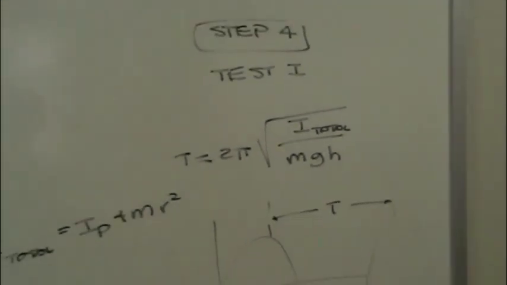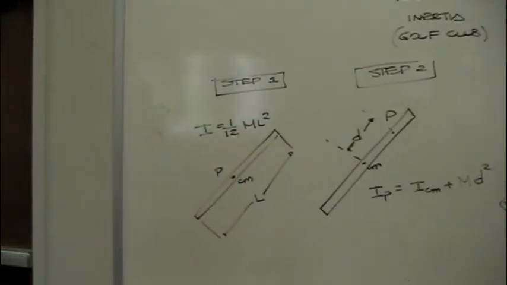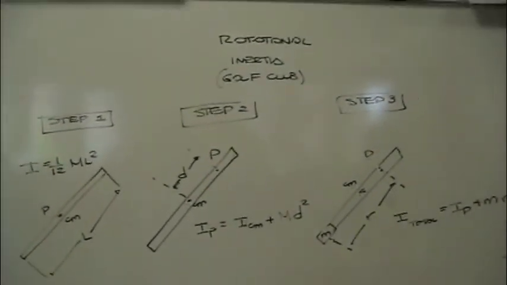What you probably should do is go in the book and look at that variable h to see exactly what h means. So those are the 4 steps you're going to have to do to calculate and test the rotational inertia of the golf club for the golf club lab.